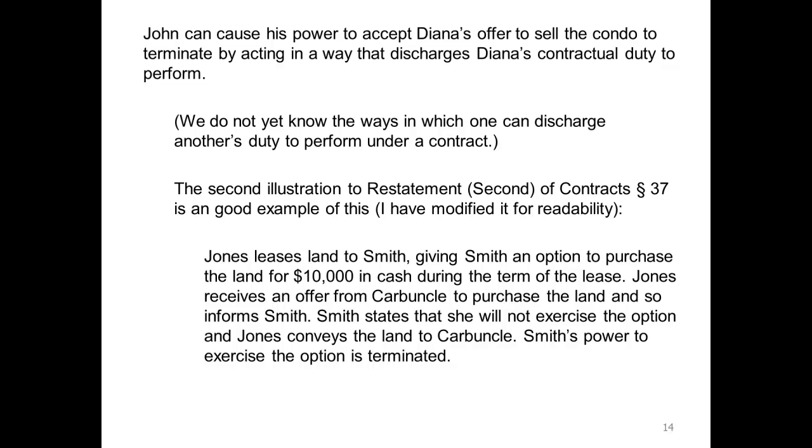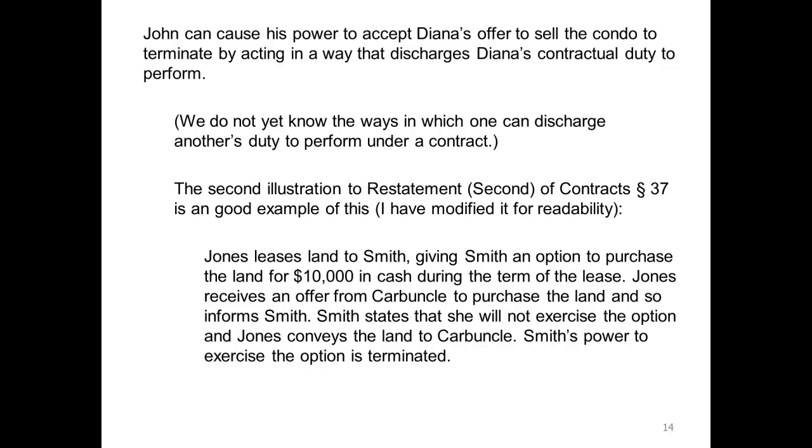But you can look at the second illustration, the Restatement Second of Contracts, Section 37, as an example of that. And there it says, Joan leases land to Smith, giving Smith an option to purchase the land for $10,000 in cash during the term of the lease. Jones receives an offer from Carbuncle to purchase the land, and so informs Smith. Smith states that she will not exercise the option, and Joan conveys the land to Carbuncle. Smith's power to exercise the option is terminated.